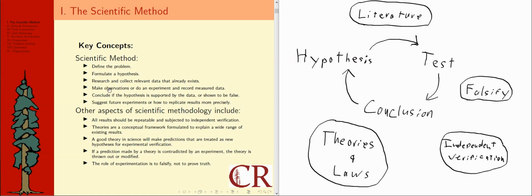Anyway, then there's make observations or do an experiment and record measured data, and that represents what I call test over here. So the role of making observations or doing an experiment is to test an idea out, and that idea is really represented by a hypothesis. And then we have to draw a conclusion. In the method over here, it says probably the most important thing to do is conclude if the hypothesis is true or false.